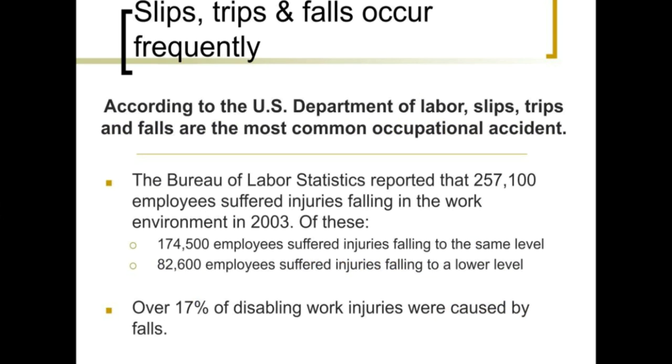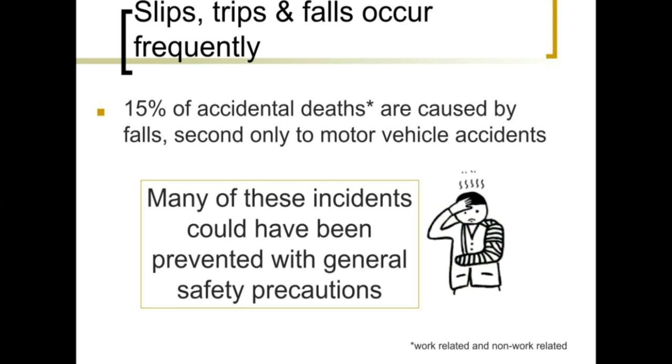According to the U.S. Department of Labor, slips, trips, and falls are the most common occupational accident. The Bureau of Labor Statistics reported that 257,100 employees suffered injuries falling in the work environment in 2003. Of these, 174,500 employees suffered injuries falling to the same level. 82,600 employees suffered injuries falling to a lower level. Over 17% of disabling work injuries were caused by falls. 15% of accidental deaths are caused by falls, second only to motor vehicle accidents. Many of these incidents could have been prevented with general safety precautions.